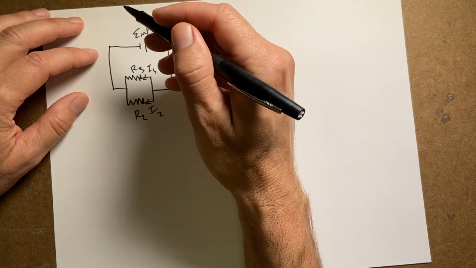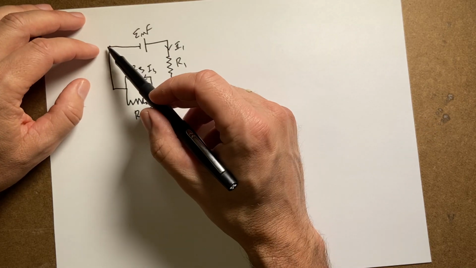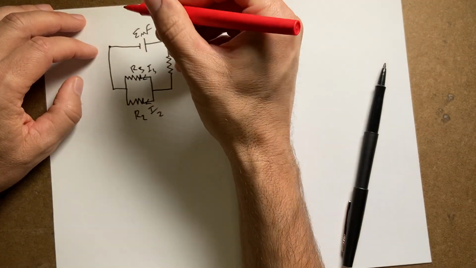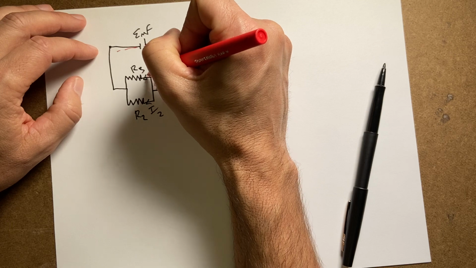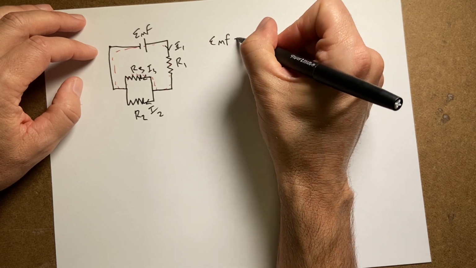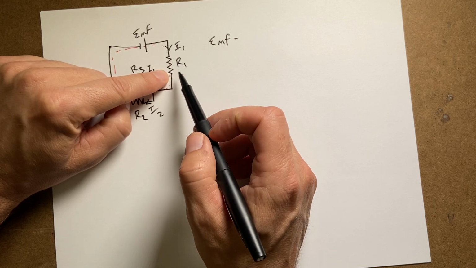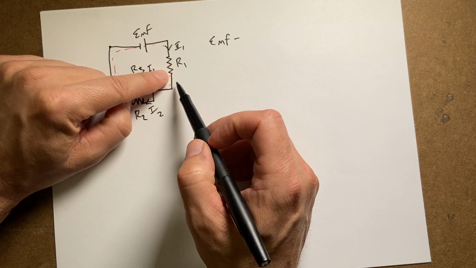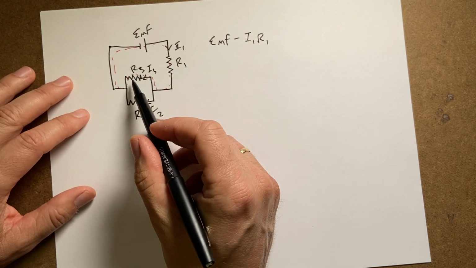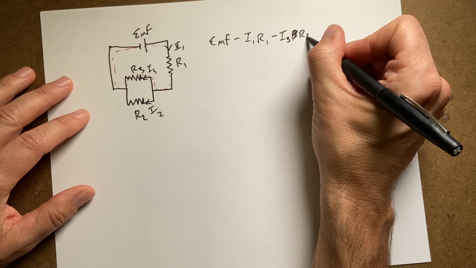So the loop rule says that no matter what loop I take, the changes in potential should be 0. So if I start from this point right here and go this way, let's draw this out. I'm going to go this way, I'm going to go like that. So if I do that, I would have EMF. Now, the voltage drop along a resistor is, since you're going in the direction of the current, which is the direction of the electric field, it'd be a negative drop in potential. So I get negative I1 R1. And then over here, I'm going in the same direction as I3, so it'd be minus I3 R3 equals 0.